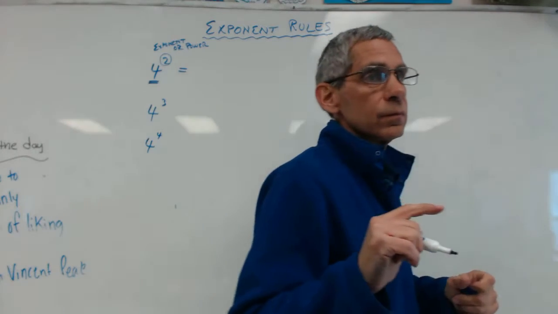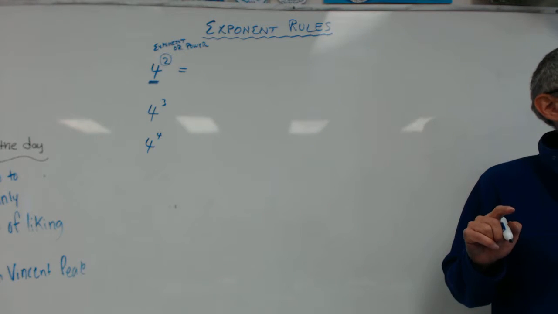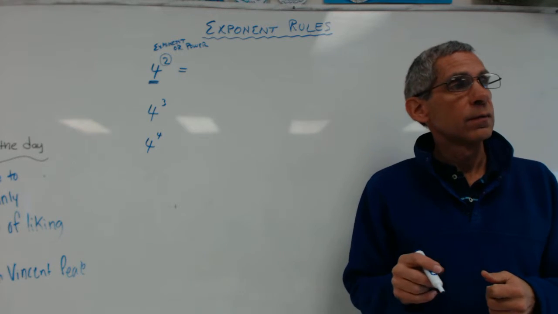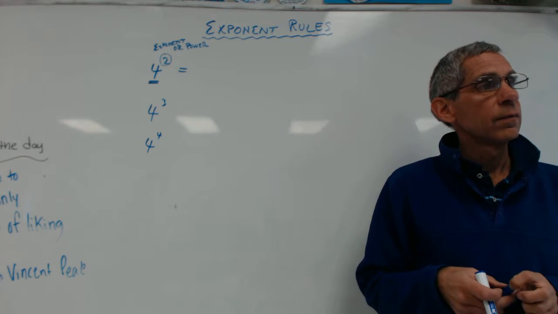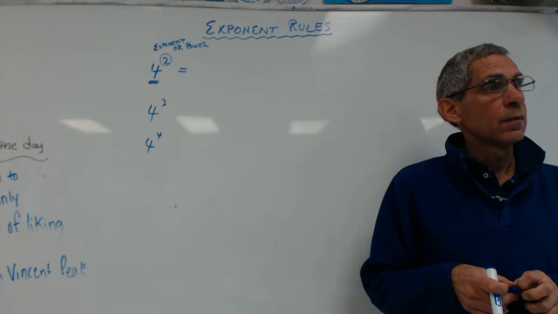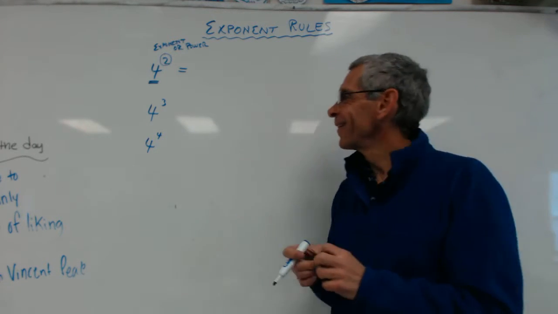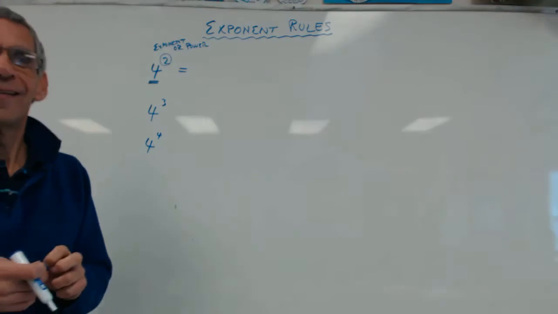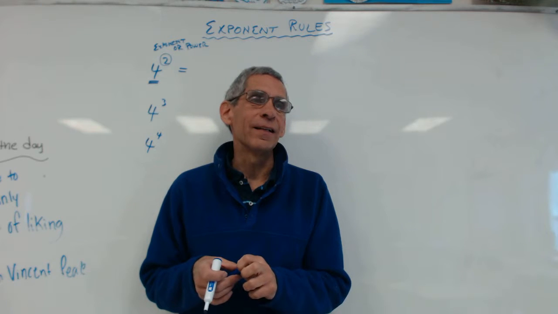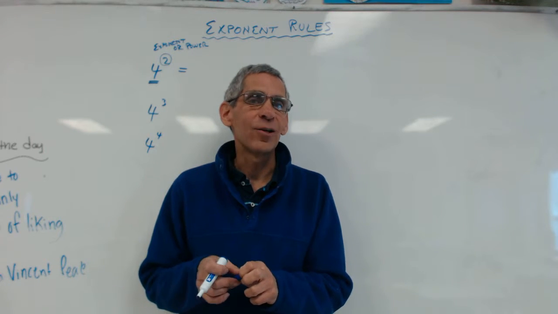Can you tell me something? 4 squared is in the second dimension and 4 cubed is in the third dimension. What is 4 to the fourth dimension? There is a fourth dimension. There's an infinite amount of dimensions. Yes, and when you figure that out completely, let me know. That's a great question.